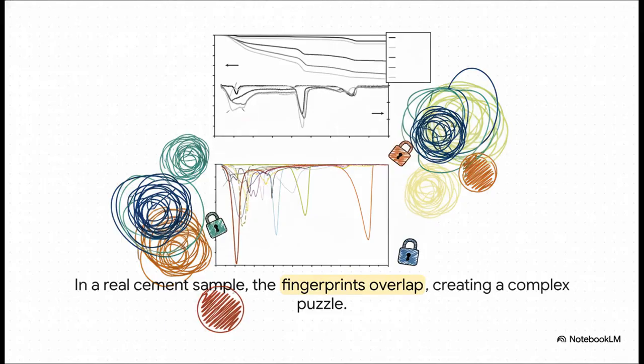See? But, of course, here's the catch. In a real complex cement sample, you don't get one clean signal. Oh no, you get a dozen signals all happening at once. The fingerprints of all the different minerals and hydrates, they all overlap, creating this messy, complicated graph. It's a jumble of clues, and our job as the detective is to untangle them.